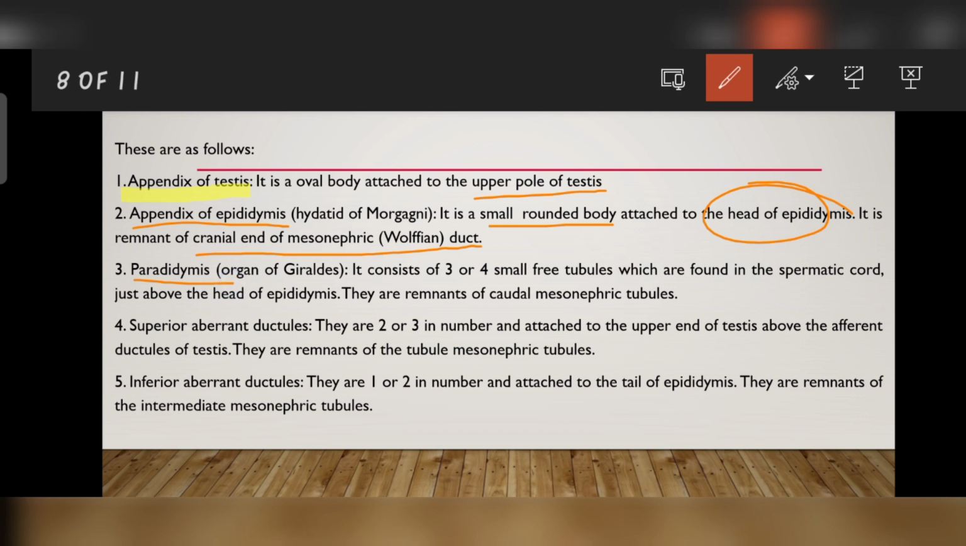Next is paradidymis or the organ of Giraldés. It consists of 3 to 4 free tubules which are found in the spermatic cord just above the head of the epididymis, and they are the remnants of the caudal mesonephric tubules. Then the next one, superior aberrant ductule. They are 2 or 3 in number and are attached to the upper end of the testis just above the efferent ductule of the testis, and they are the remnants of the upper mesonephric tubule.